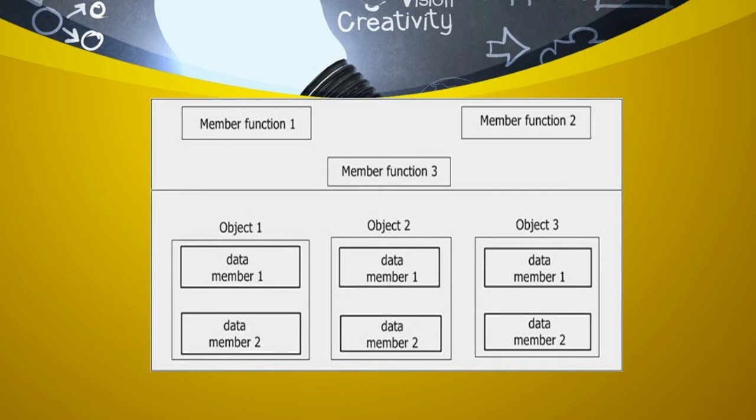In this figure, note that the member functions have only one memory space, whereas the data members have 3 memory spaces. Data member 1 has memory space 3 times. So depending upon the object creation, the memory space for the data members is created. Here 3 objects are created, so for the same data member, 3 memories are allocated. For data member 2 also, 3 memories are allocated because 3 objects are created.